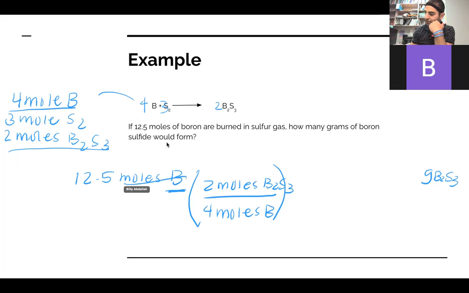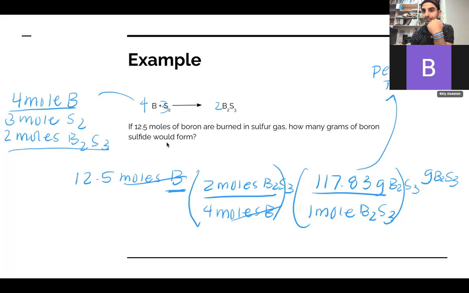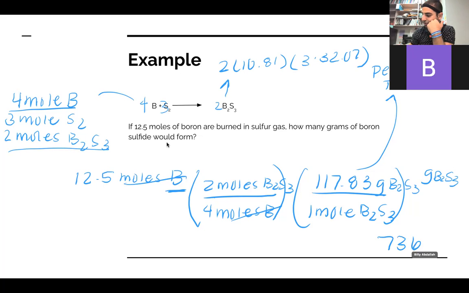Okay. So now our moles of boron cancel and we're left with moles of boron sulfide, but we need grams of boron sulfide. So we're going to go ahead and say that 1 mole of boron sulfide equals the molar mass, which is 117.83 grams boron sulfide. And again, I got this from the periodic table. I just added 2 times the molar mass of boron and 3 times the molar mass of sulfur. So if we do this calculation down here, 2.5 times 2/4 times 117.83, we will get around 736 grams of B2S3.